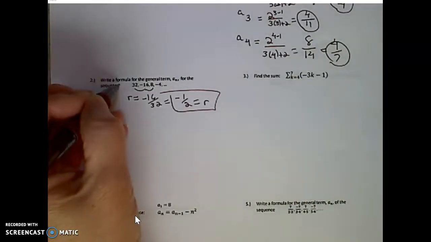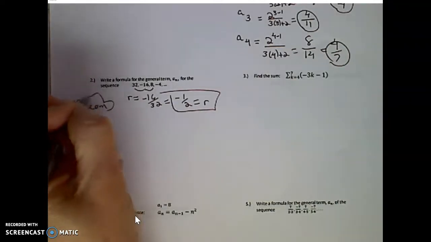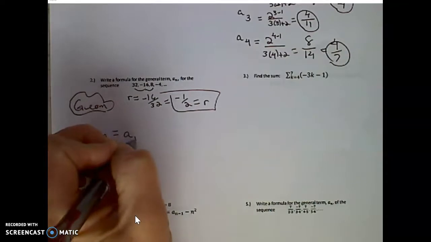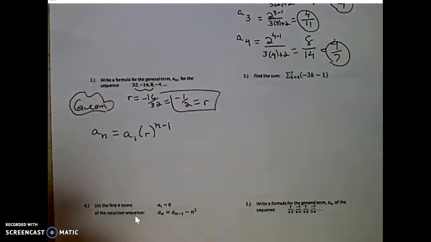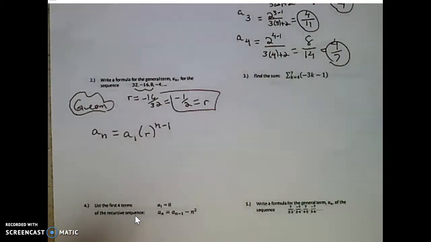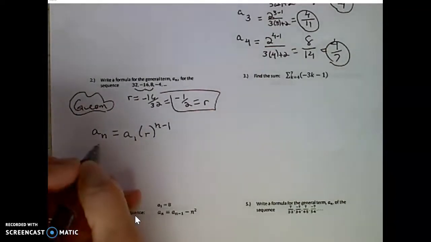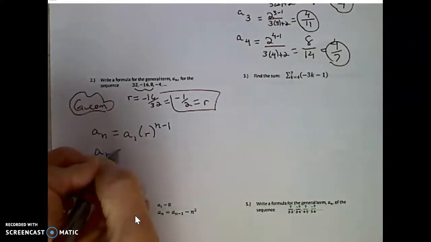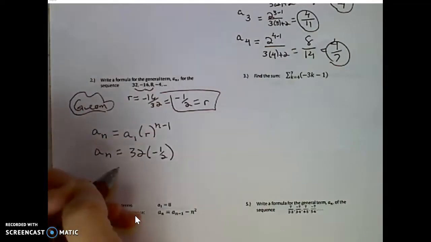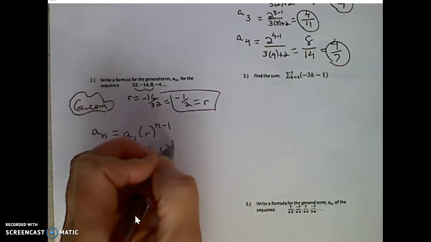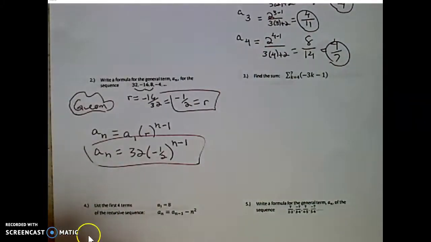Now you're asked to write a formula for the general term. The general term for a geometric sequence, a sub n, is always the first term times the common ratio to the n minus 1 power. Maybe a good idea today at the end of this video would be to list all of the formulas that we know so far, or that we would need to know for Friday's quest. So in this case, a sub n is the first term, which was 32, times the common ratio, -1/2, in parentheses since that's negative, raised to the n minus 1 power. And that's it. That's a formula for the general term.